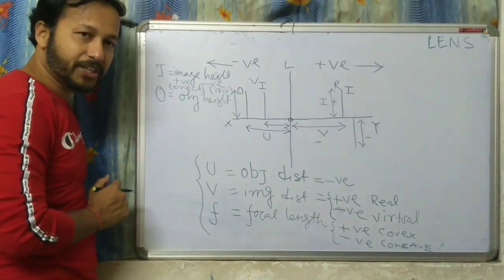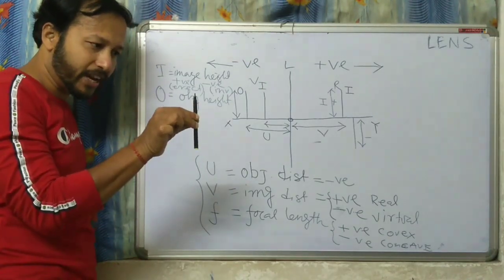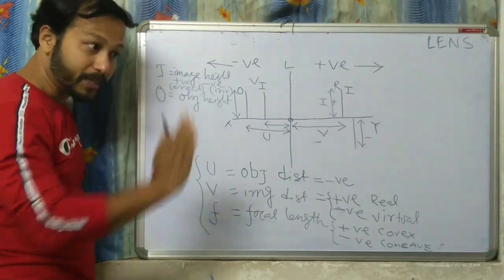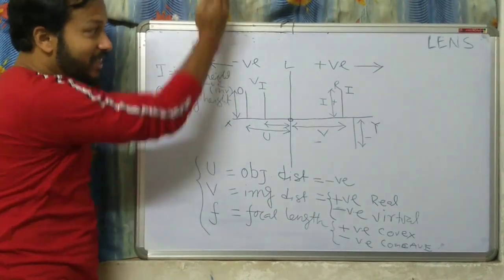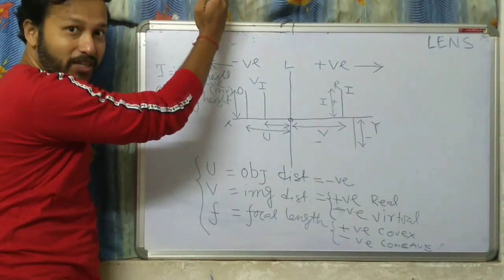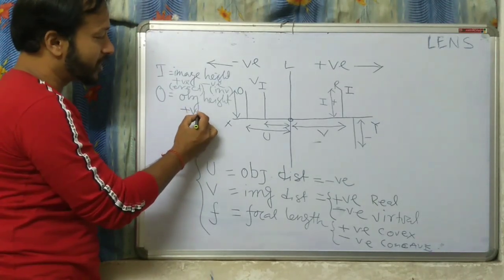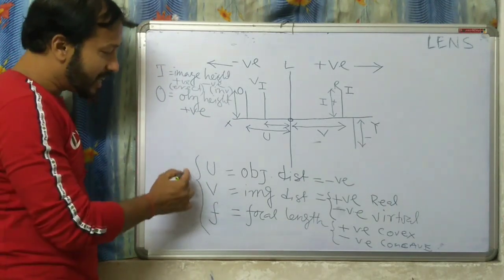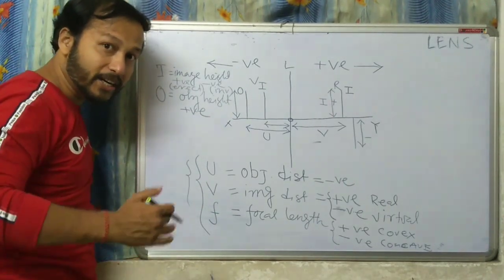Now object height. Object always we place upright, this way, never this way. So that means this is always positive direction, plus. So object height is always positive, but object distance is negative. So this is the list you have to remember before starting the numerical related to lens.